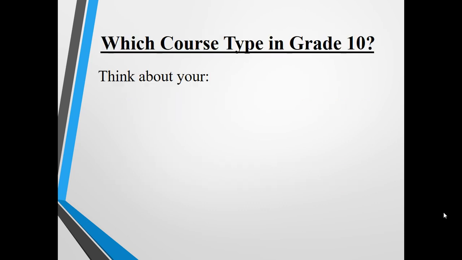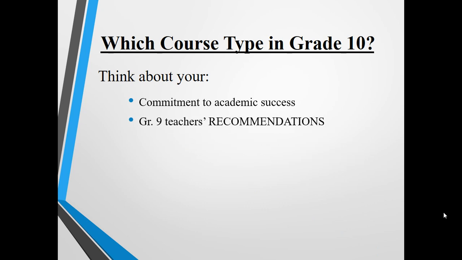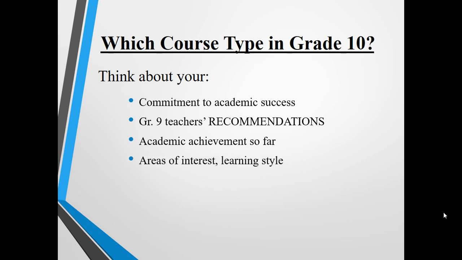So things you need to think about for grade 10. Which course type? Of course, these are reminders. Think about your own commitment to your academic success. You may want to talk to your teachers for recommendations. The achievement you've had so far in your courses. What is your area of interest or learning style? Because we know some students will choose a certain level for one type of course and a different level for another because of their interest or their learning style, what they tend to be drawn to and be most successful in.